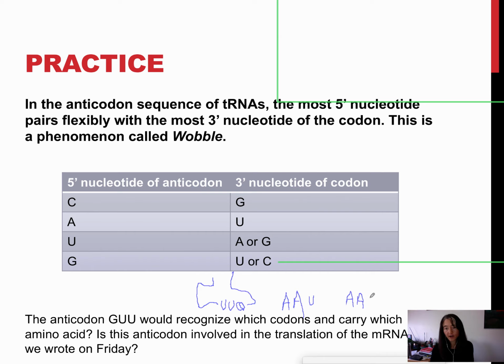So this is kind of cool, right? Because it means that while there are 64 codons, there are not 64 tRNAs because of this wobble effect. In fact, there's about 40 tRNAs to recognize those 64 codons. So let's see if we can go look this up in our codon usage table.